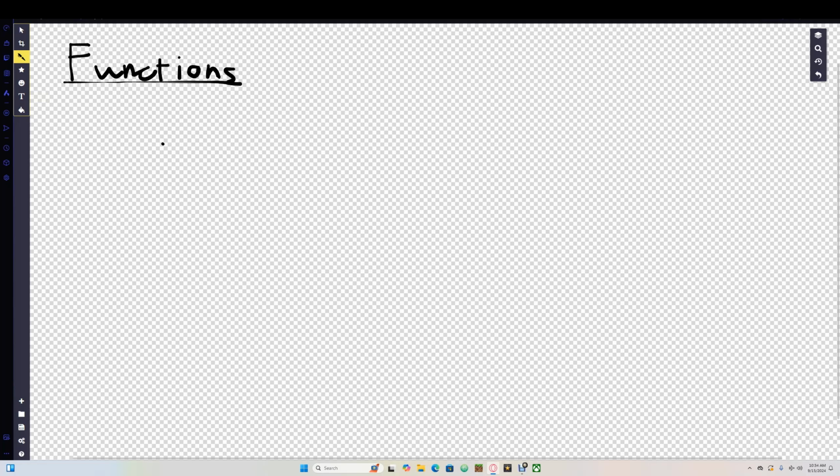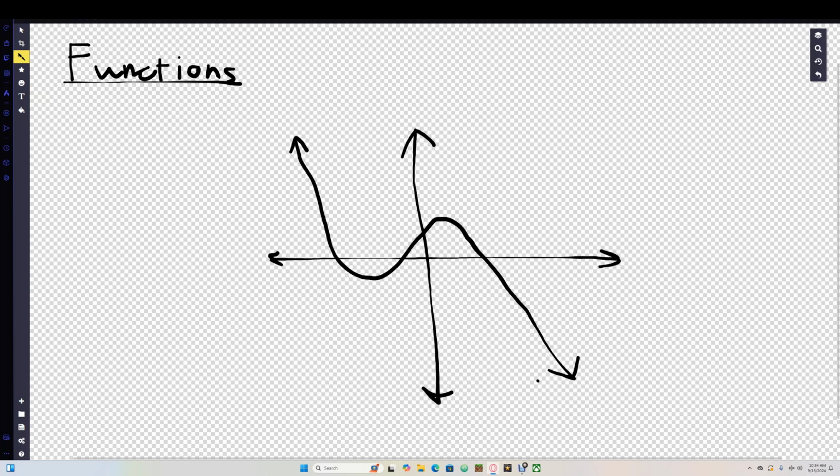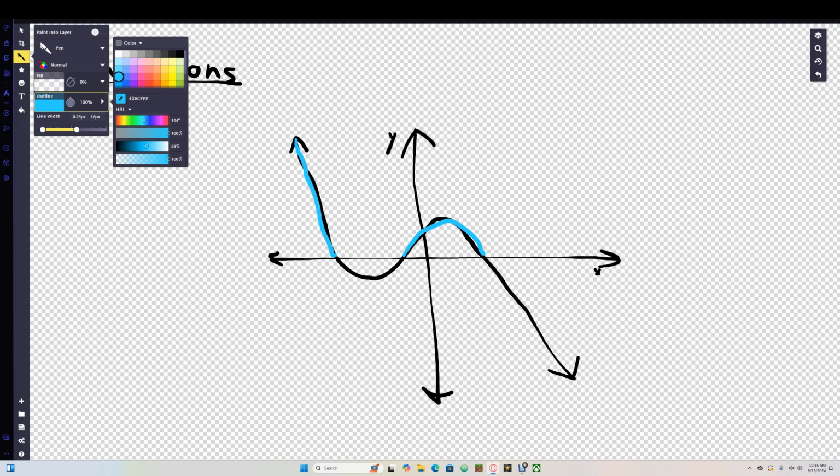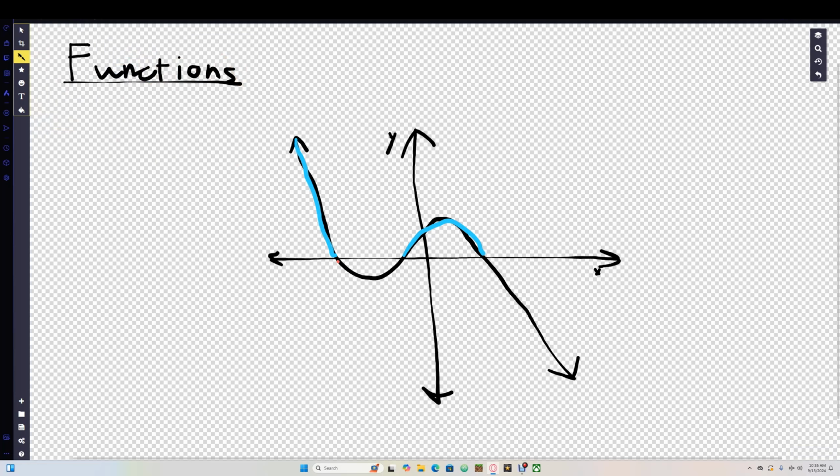Let's first talk about positive or negative. So let's get us a graph right here. So let's talk about positive and negative parts of the graph. So the positive parts are going to be above the x-axis. So this part's positive, and this part's positive. And the spots below the x-axis are going to be negative. So this spot's negative, and this part's negative.